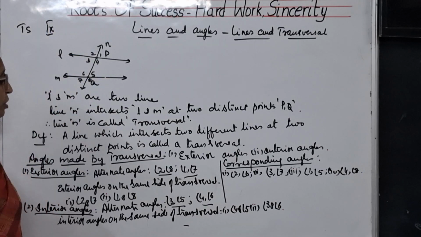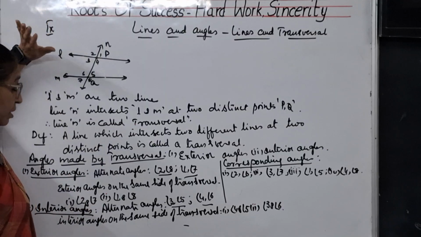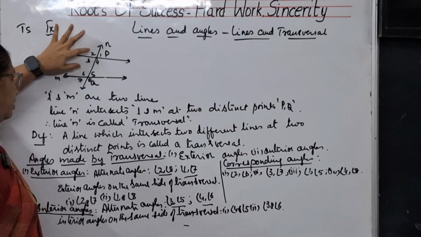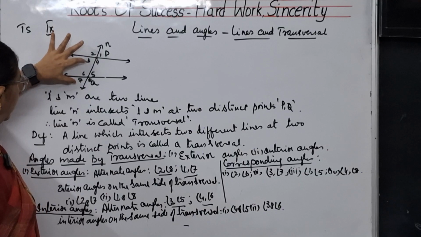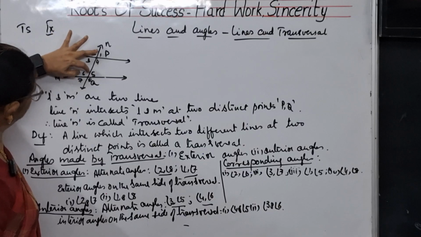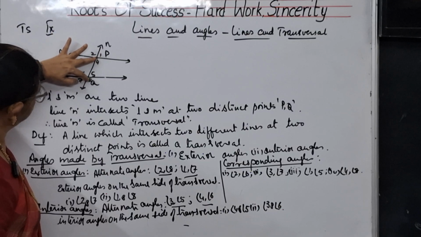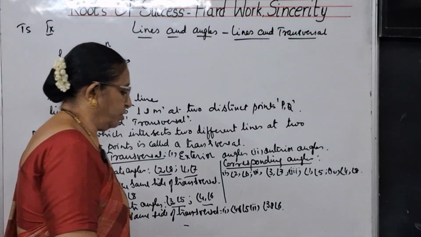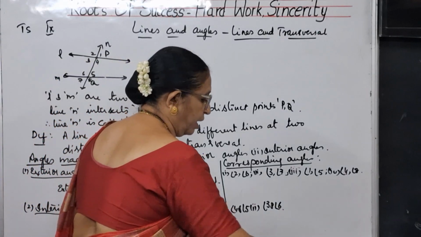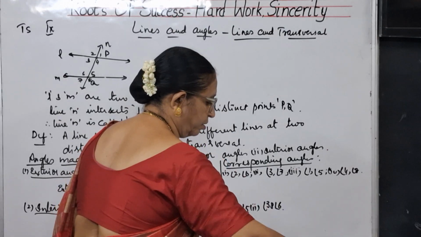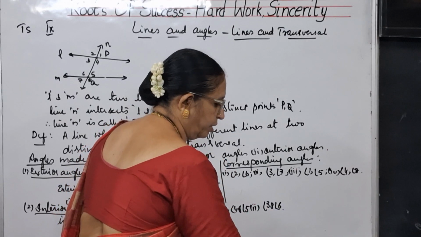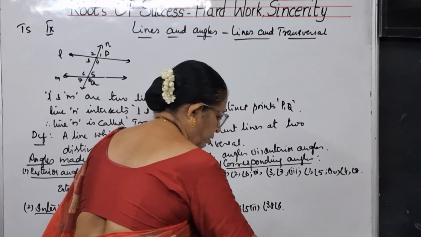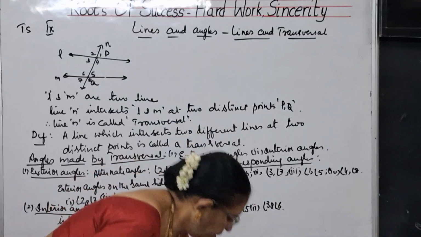Apart from this, you have a new set, that is corresponding angles, meaning one exterior, one interior on the same side of transversal. Angle 2 and angle 6 one set, angle 3 and angle 7 one set, angle 1 and angle 5 one set, angle 4 and angle 8 one set. So these are corresponding angles. Please write this down, children. These are the various angles that you are going to get when you are dealing with this. Please copy it.